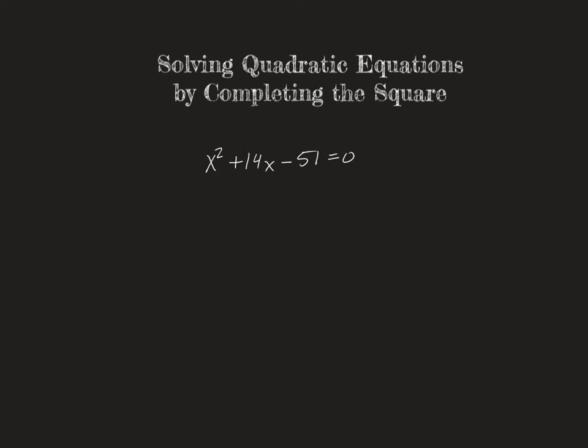So we're going to learn a different method to solve quadratic equations by completing the square. So we have the expression x squared plus 14x minus 51 equals 0. The first thing that you need to do is move everything that doesn't have an x to the other side. So I'm going to add 51 to both sides.